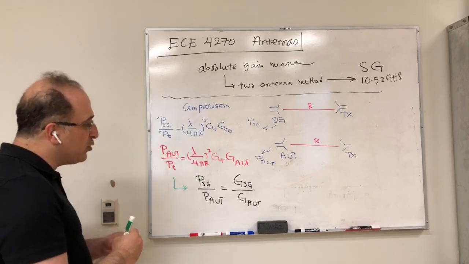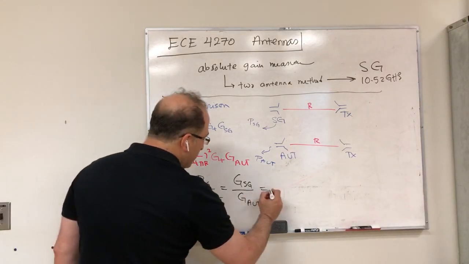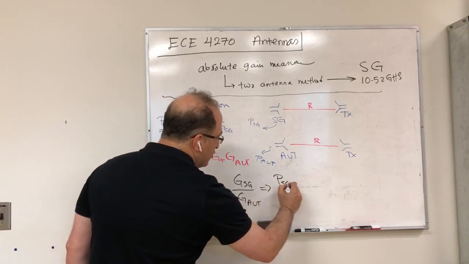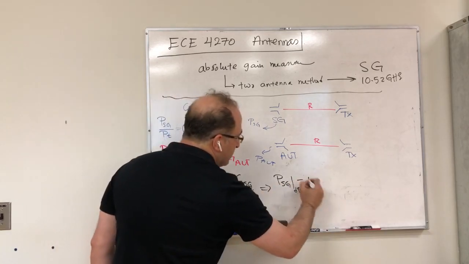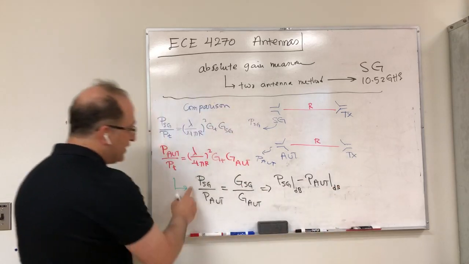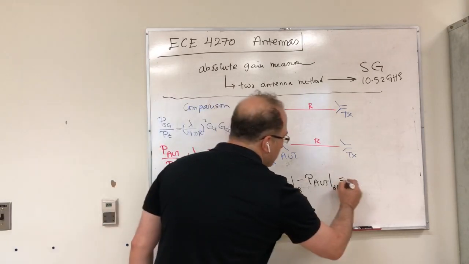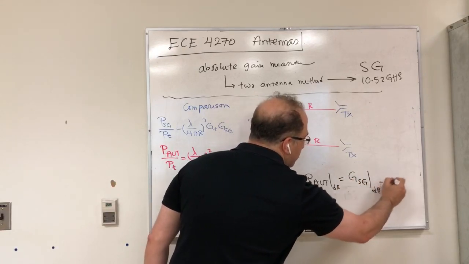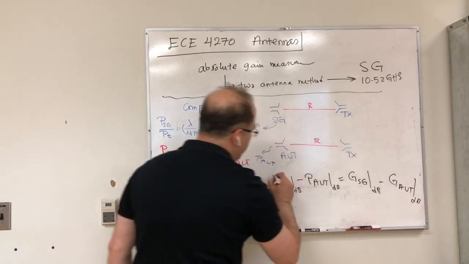Now, if you want to go to the dB scale, you take the log, 10 log. Therefore, you're going to get P_SG in dB minus P_AUT in dB, which would be equal to the gain of the standard gain in dB minus the gain of AUT in dB.